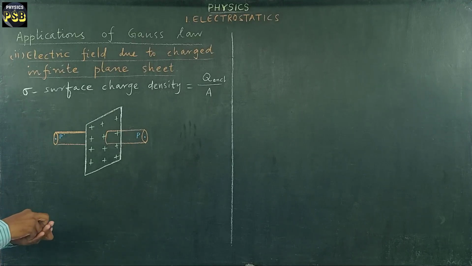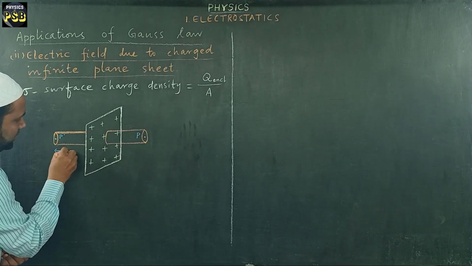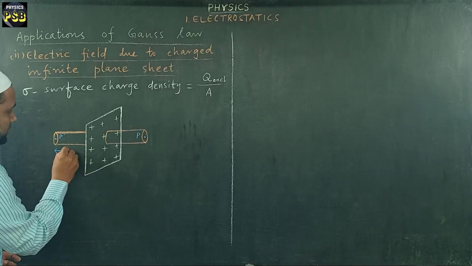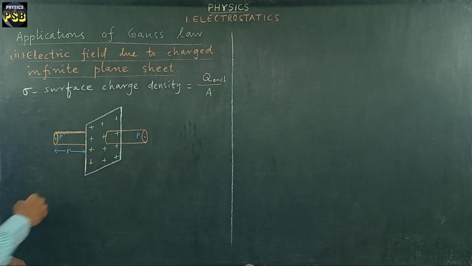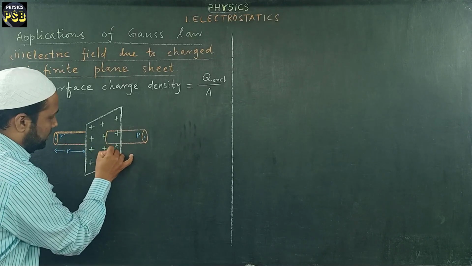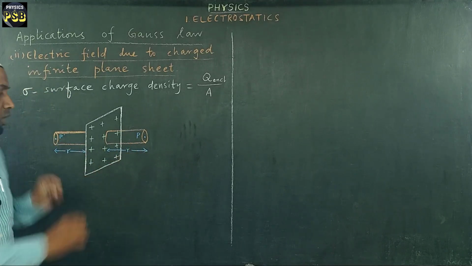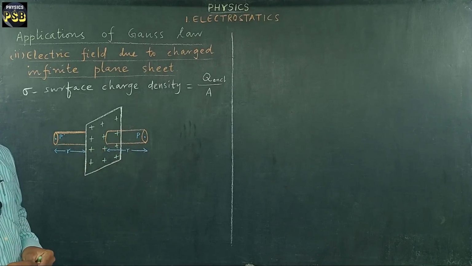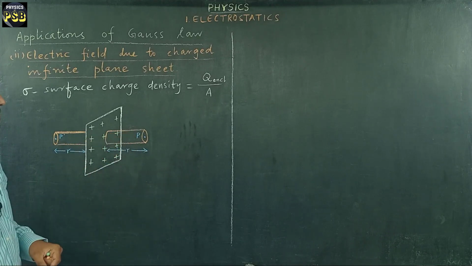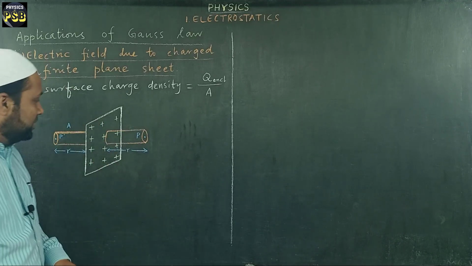Here, one thing I forgot to mention, the length of this cylindrical shaped Gaussian surface is r on the one side and r on the other. So the total length of this Gaussian cylinder is 2r and its area is A. This area is A. You remember this.